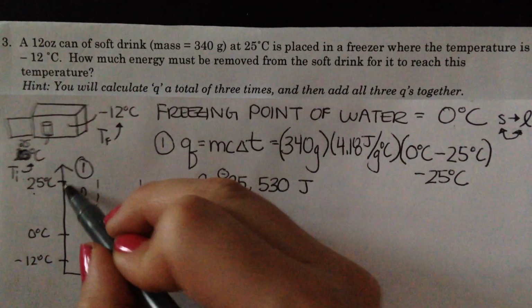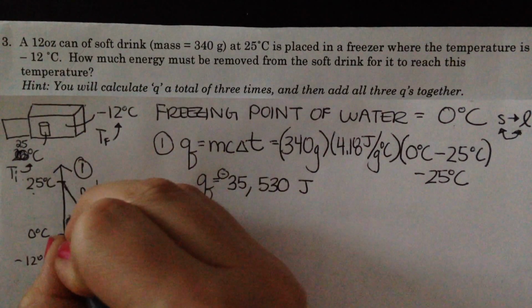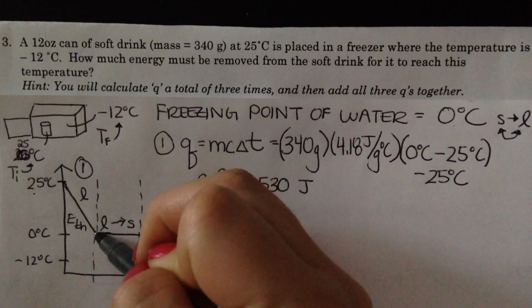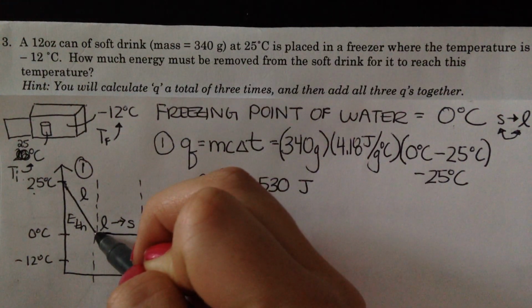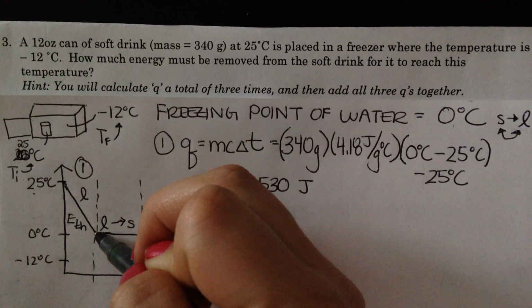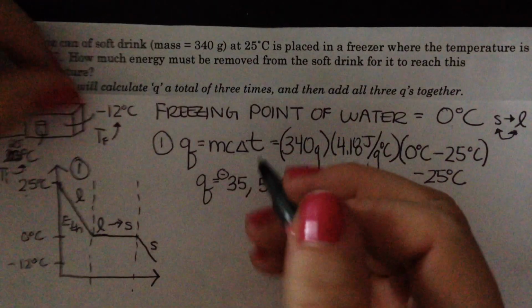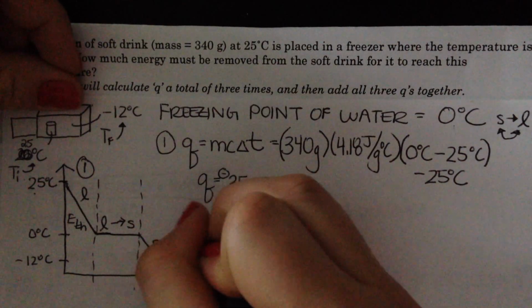And that means we're taking energy out of our thermal energy account. Because as we remove energy from our thermal energy account, our temperature is going to go down. So that means our particles are slowing down during this portion. All right, found my first Q. Now let's find our second Q.